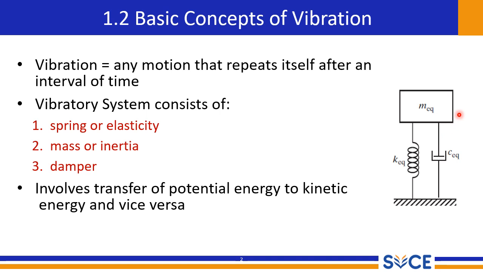Mass or inertia. The mass component represents the object's resistance to change in motion. It stores the kinetic energy when the object is in motion. The inertia of the mass determines how much force is required to accelerate the object. In this vibrating system, the mass oscillates around the equilibrium position due to the interaction with the spring.